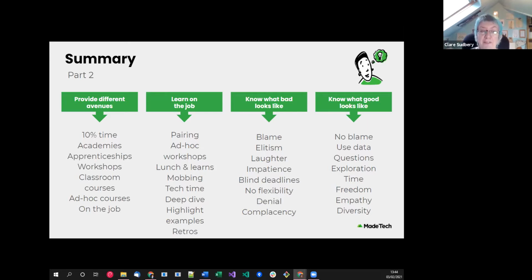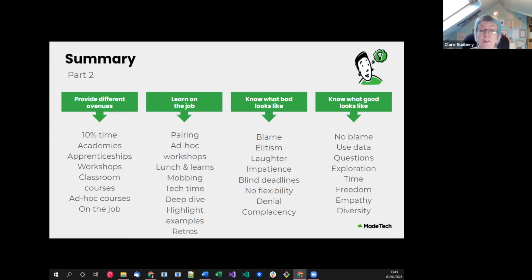You can learn by pairing, by having ad hoc workshops, by having lunch and learns, by having mob programming sessions, by having regular tech time, by allowing people to deep dive into subjects in the middle of a piece of work. You can learn by highlighting good examples, and you can learn by having regular retrospectives.